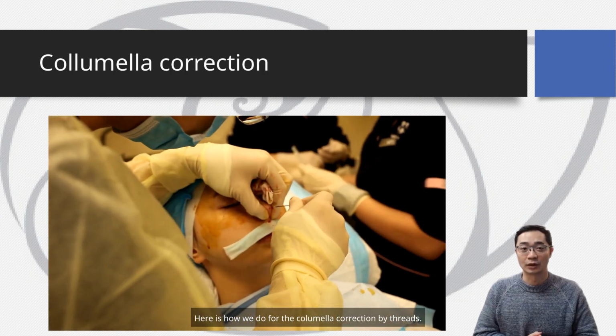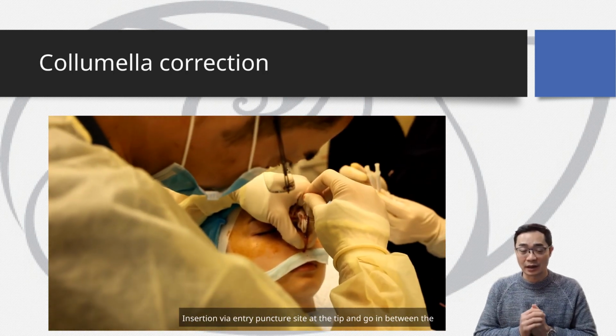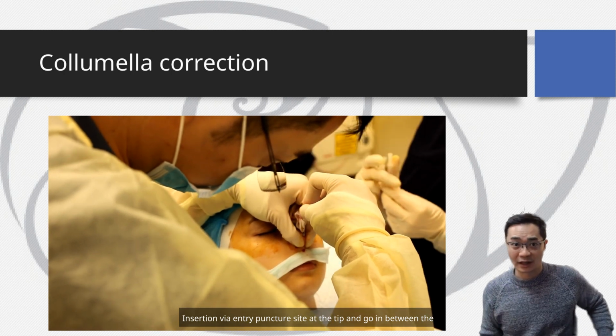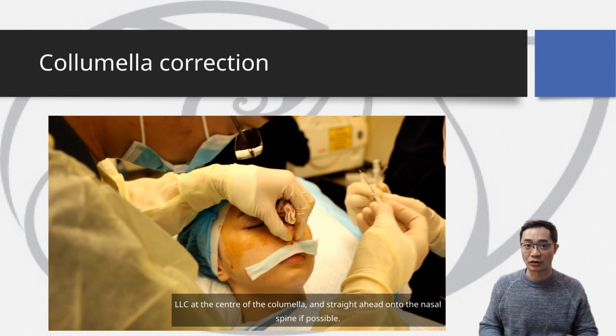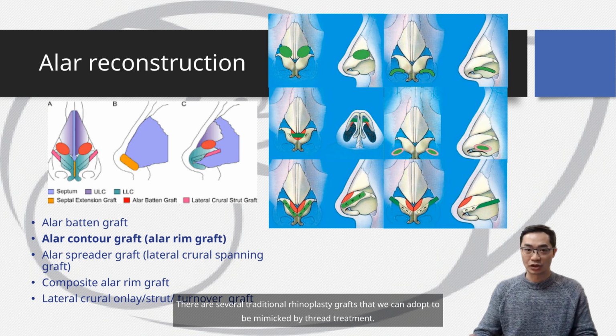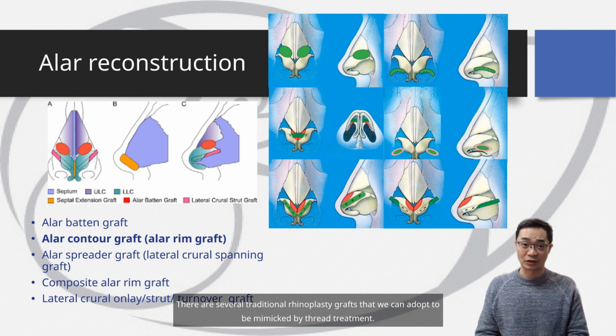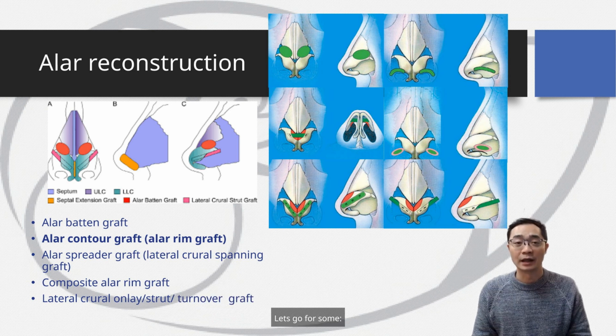Here is how we do the columella correction by threads. Insertion via entry puncture site at the tip and go in between the LLC at the center of the columella and straight ahead onto the nasal spine if possible. There are several traditional rhinoplasty grafts that we can adopt to be mimicked by thread treatment. Let's go for some. First is alar batten graft.